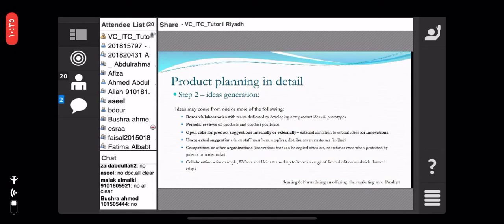Step number 2 is idea generation in product planning. Ideas may come from one or more of the following: research laboratories, periodic reviews, open calls for product suggestions internally or externally, unexpected suggestions, competitors or other organizations, and collaboration.